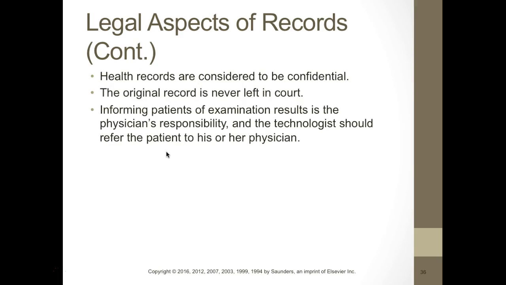So health records are considered to be confidential. That's HIPAA. You are not allowed to discuss anything about that patient with anyone unless they have direct patient care with that patient. The original record is never left in court, so we make copies. Informing patients of examination results is the physician's responsibility and not the technologist's. So you need to have the patient's physician give the results. You are not allowed to do that. That is a huge no-no. You can look in the chart and see the patient has AIDS and lymphoma and whatever, but you are not allowed to say a word.